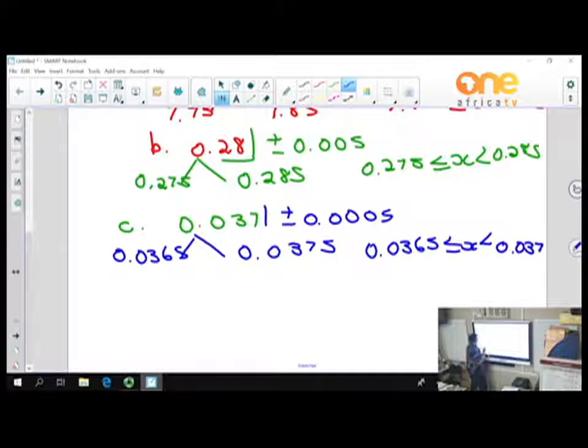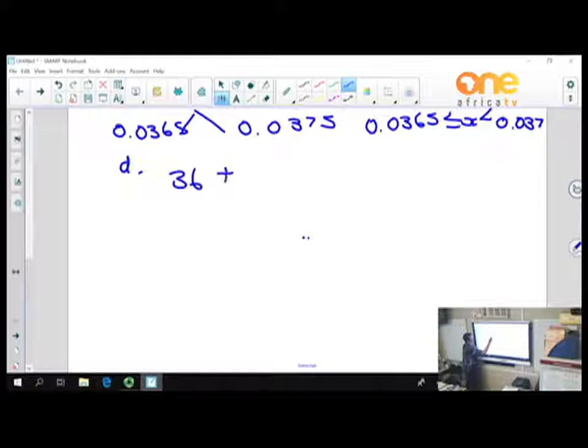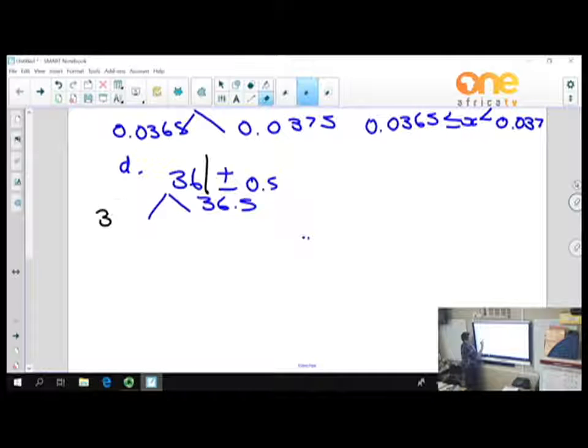Number D. This time it's 36. It's a whole number. Okay, so what is your maximum error? Okay, so it's plus or minus 0.5. You're right. There's the two significant figures. So what is half of the one, that 1 unit? It's the first decimal that you have there. 35.5. So the limit is then 35.5 is less than equal than x is less than 36.5.